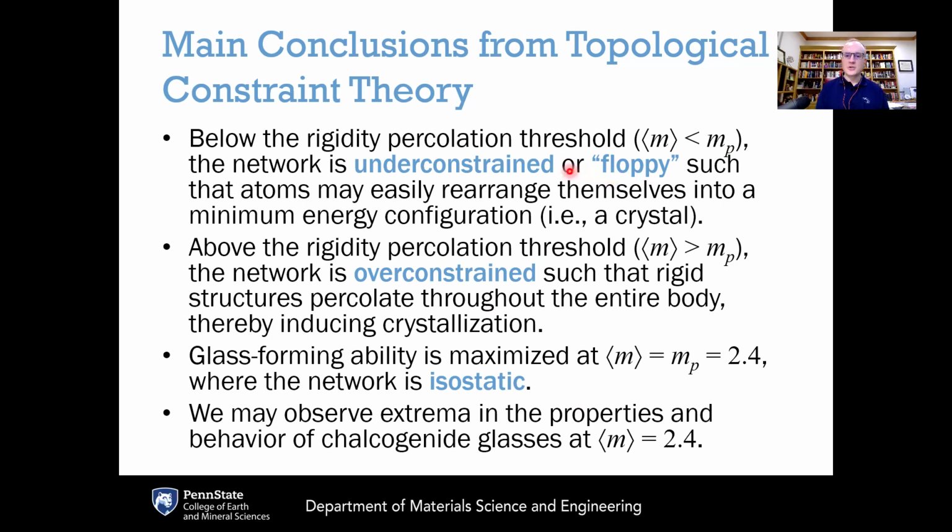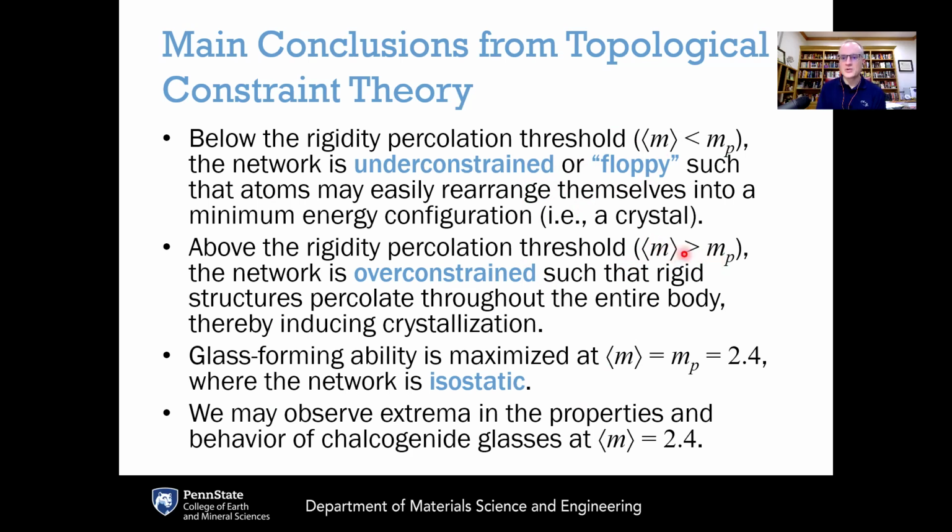And if you have an under-constrained system, then these atoms could easily rearrange themselves in order to find a minimum in the free energy of the system. In other words, it would be very easy for them to move around and crystallize. So an under-constrained system is not an ideal glass former because it's too easy for the atoms to move around and crystallize. So glass formation is not optimal here for an under-constrained system. Likewise, if you go to an over-constrained system, an over-constrained system is where the average coordination number is greater than the rigidity percolation threshold.